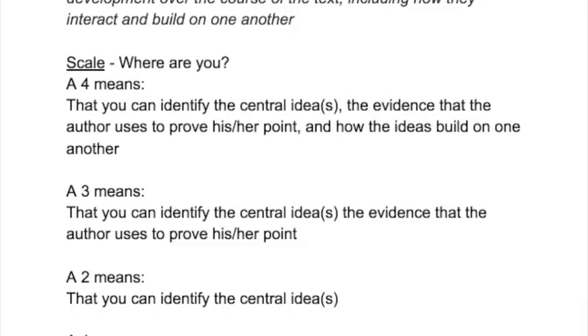A 3 means that you can identify the central ideas and the evidence that the author uses to prove his or her point, but you're missing how those ideas build up to create that larger point. A 2 means that you can identify the central idea, but you're missing that evidence. Missing the evidence is a little bit like not showing your work in math.